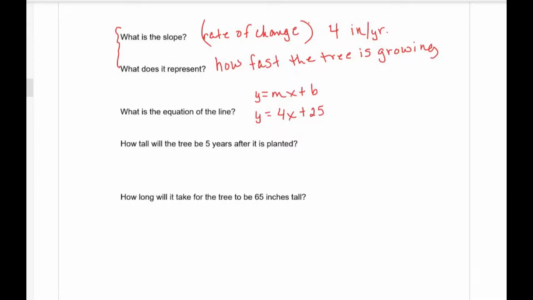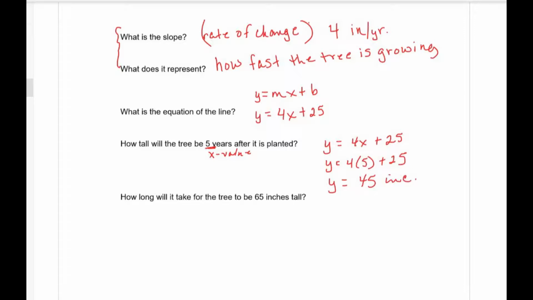How tall will the tree be 5 years after it is planted? This 5 years is representing an x value. So I just need to put 5 into my equation and evaluate. So there's my equation, y equals 4x plus 25. So I'm going to have 4 times 5 plus 25. And that's going to be 45. So the tree is going to be 45 inches tall.